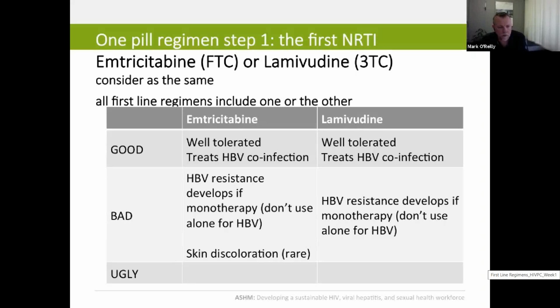So if someone had hep B co-infection, you would want to ensure that they're on 2 drugs active against hepatitis B. Emtricitabine has also been associated with skin discoloration, though I emphasise that is rare. Comparing emtricitabine to lamivudine, lamivudine is also well tolerated and also treats hepatitis B infection. Again, hepatitis B resistance develops if lamivudine is used as monotherapy. And so if an individual is infected with both HIV and hepatitis B, then more than one agent active against both viruses would be selected.